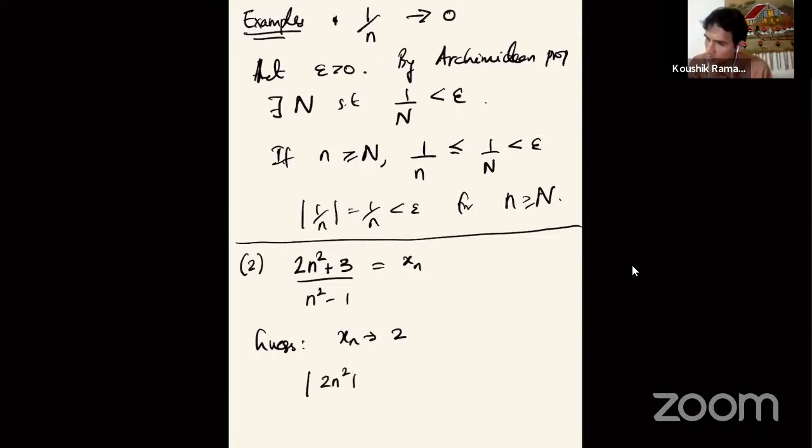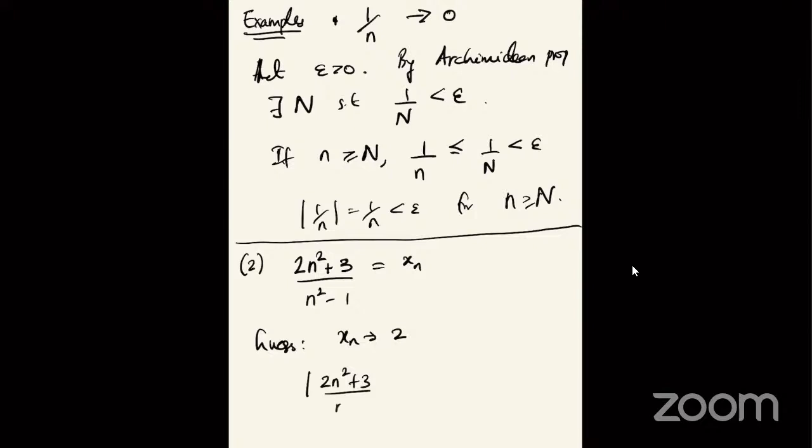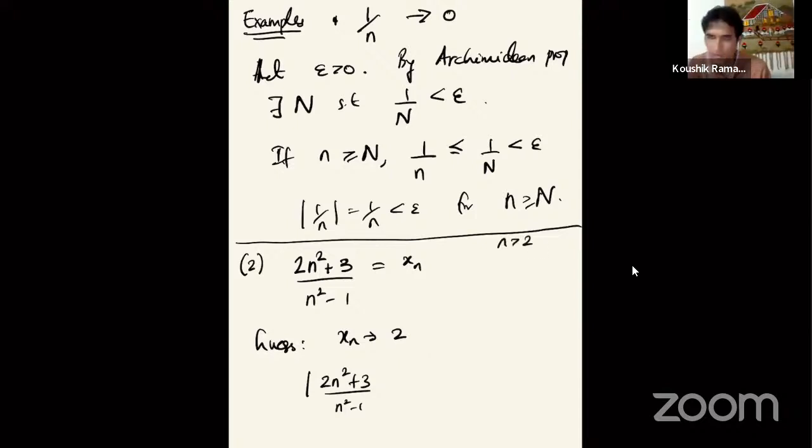It's 2n squared plus 3. Sir, can you take n square plus 1? Because at 1, there is a problem. It's not defined at 1. Yeah, okay, it doesn't matter. We can take this as a sequence for n bigger than whatever. Yeah, or you take n square minus 1, it's okay. So let's say we start with n equal to 2, right?